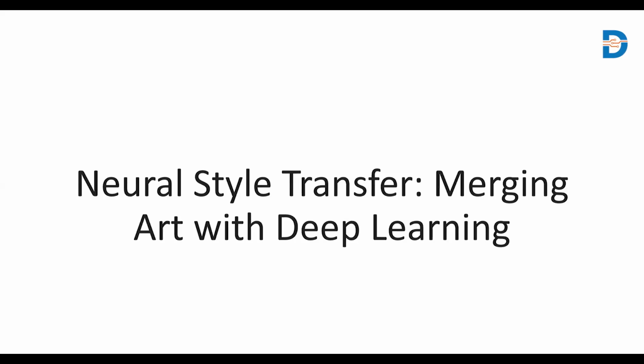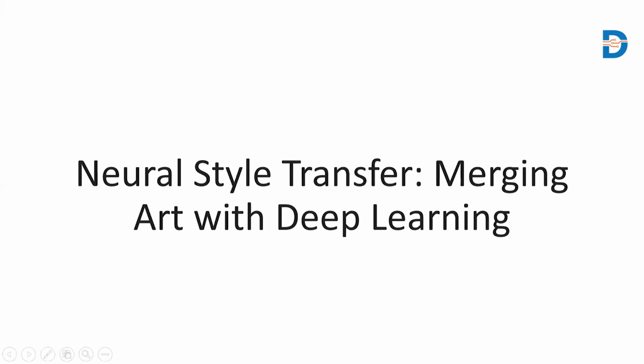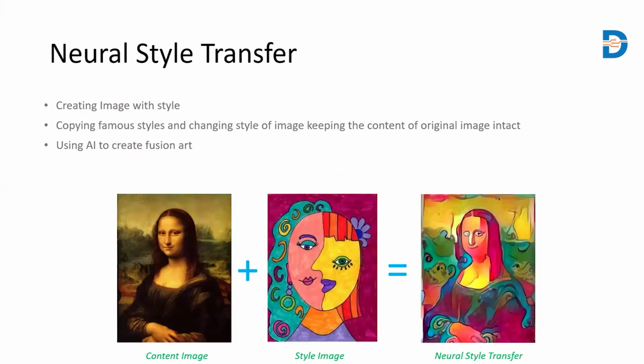Everyone. Today let us learn about neural style transfer, which is a mechanism of merging art with deep learning. So this is a deep learning technique that merges the artistic style of one image with the content of the other. It allows an image to be repainted in the style of a famous painting or to create stunning artistic transformations.